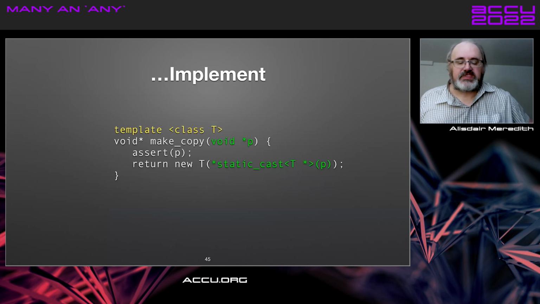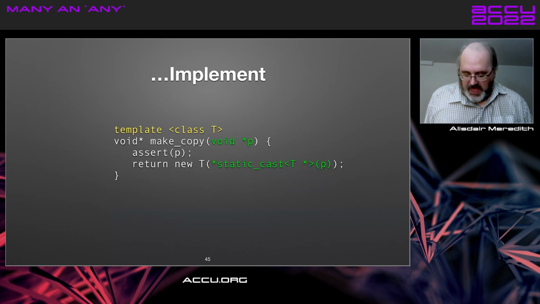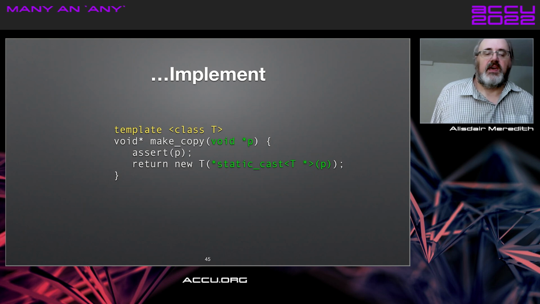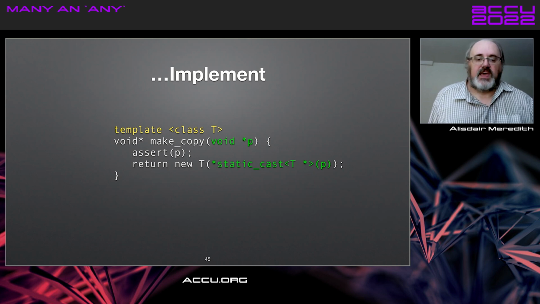So it's time to solve the problem of how do we copy a standard any when we don't ourselves know what type is stored in it from the outside world. Well, same principle. We're going to have another function template. I'm going to make copy.